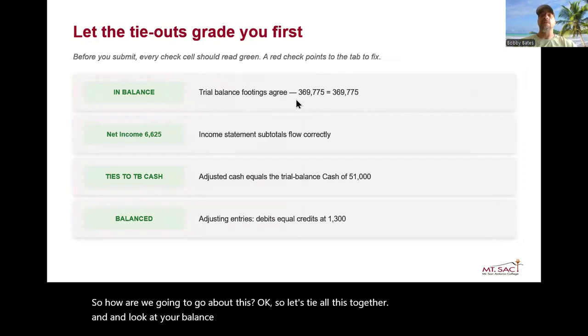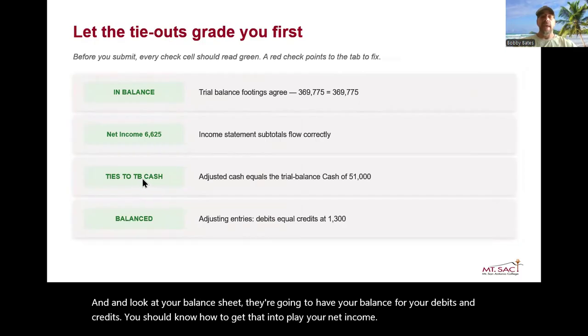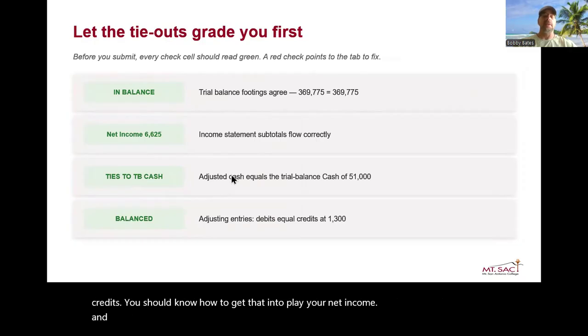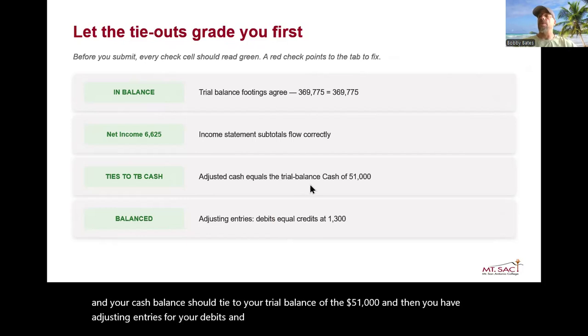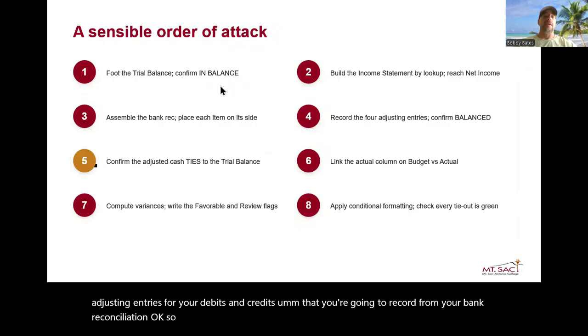They're going to have your balance for your debits and credits. You should know how to get that into play. Your net income and your cash balance should tie to your trial balance of the $51,000. And then you have the adjusting entries for your debits and credits that you're going to record from your bank reconciliation.